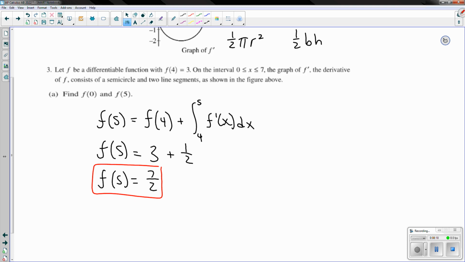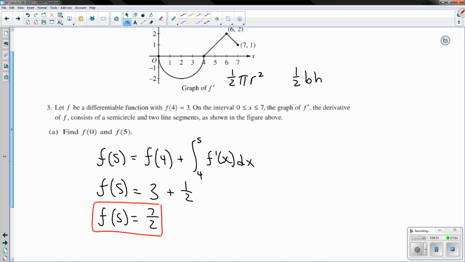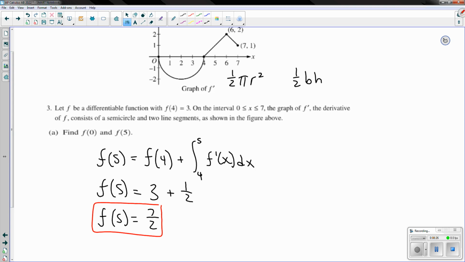So for part A, we found both f of 0 and f of 5 using the fundamental theorem of calculus and recognizing that evaluating the definite integral when given a graph is just finding the area between the x-axis and the curve itself, considering the sign, very important. So we use an initial condition and we add to it a way to compute the difference between the output values of where you started and where you want to end up. That difference between where you started and where you end up is what the fundamental theorem of calculus tells us we're computing upon a definite integral.